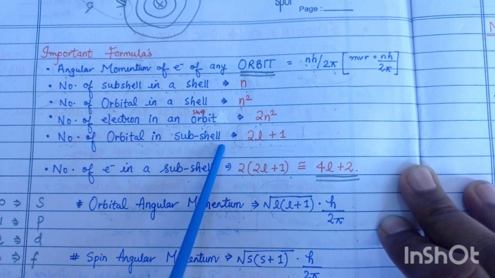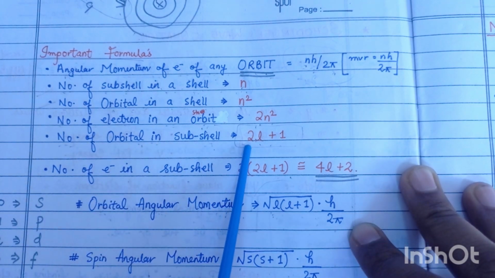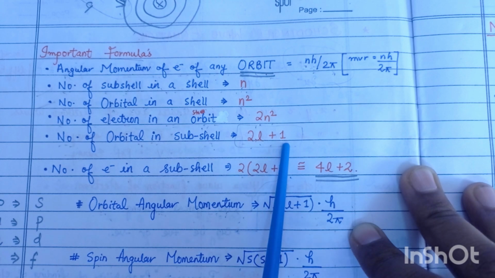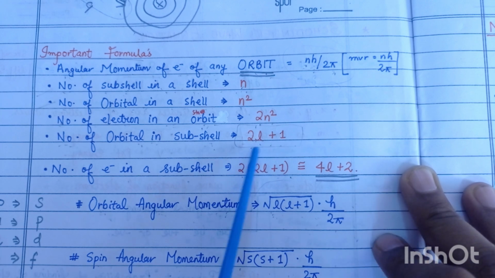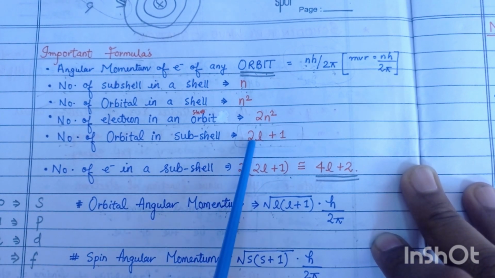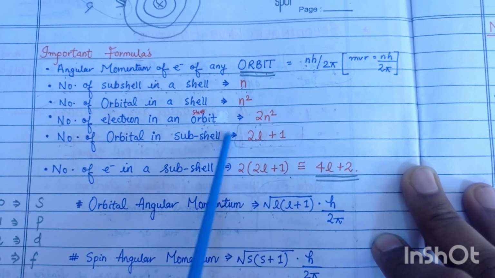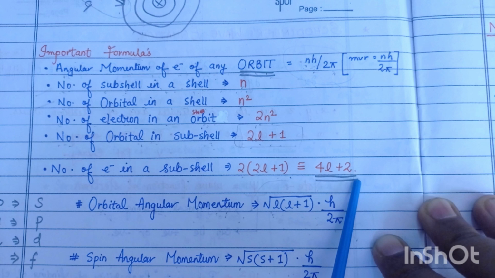Number of orbitals in a subshell. You can calculate it by the formula 2l plus 1, where l is the azimuthal quantum number. Number of electrons in a subshell: if the number of orbitals is 2l plus 1, electrons will be double of it. So 2 into 2l plus 1, that is 4l plus 2.